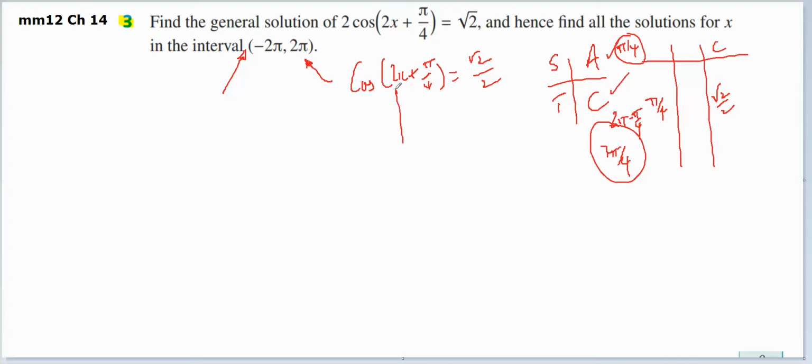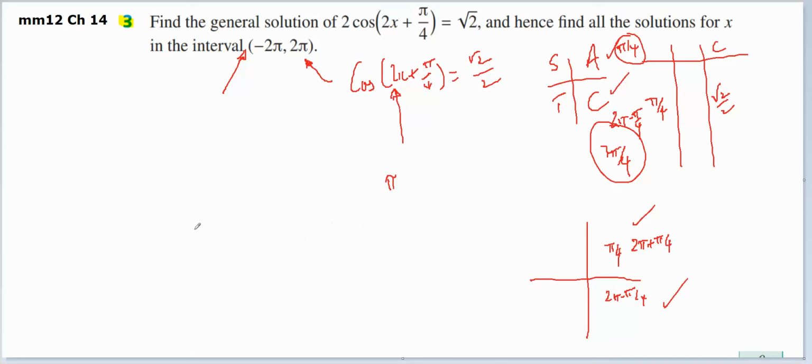I have a period which is pi, so I need to go around a number of times. So I might just draw this down here. I've got pi on 4 and 2 pi minus pi on 4, and I'll have 2 pi plus pi on 4. So I'll be in this quadrant and I'll be in this quadrant.